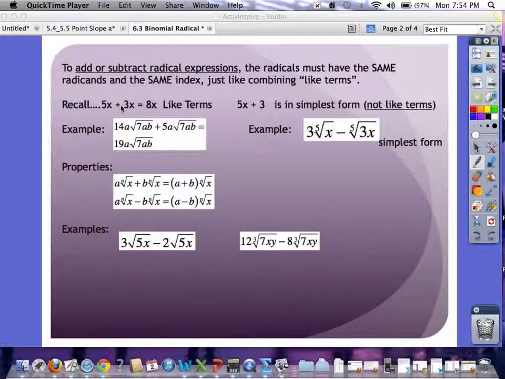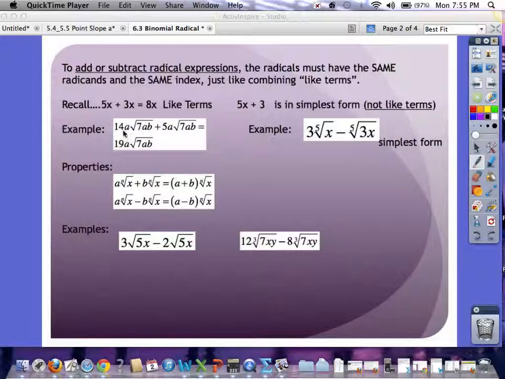So if you remember, back in Algebra 1, we did 5x plus 3x, and that became a total of 8x. 5 trucks plus 3 trucks is 8 trucks. Those are like terms, but 5x plus 3 is in simplest form because these are not like terms. That's the same principle we're going to use with radicals. The index must be the same. Everything inside the radical must be the same. So just think of it like a big old variable.